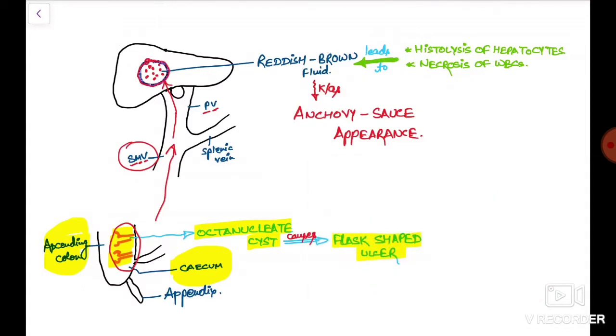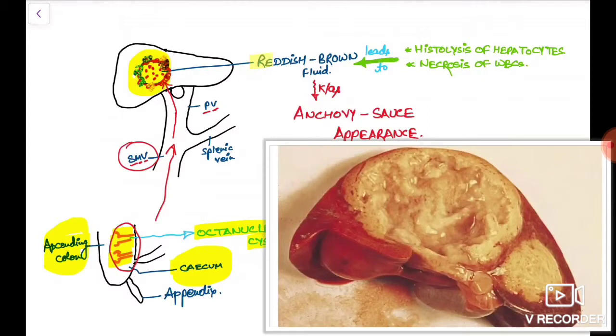This histolysis of hepatocytes and necrosis of WBCs leads to a collection of reddish brown fluid, called anchovy sauce appearance.